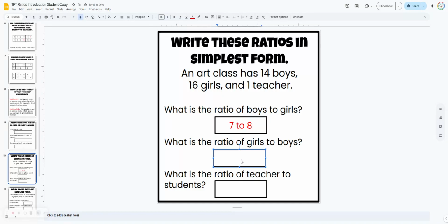Girls to boys would be the opposite, 8 to 7. And the ratio of teacher to students would be 1 to 30.